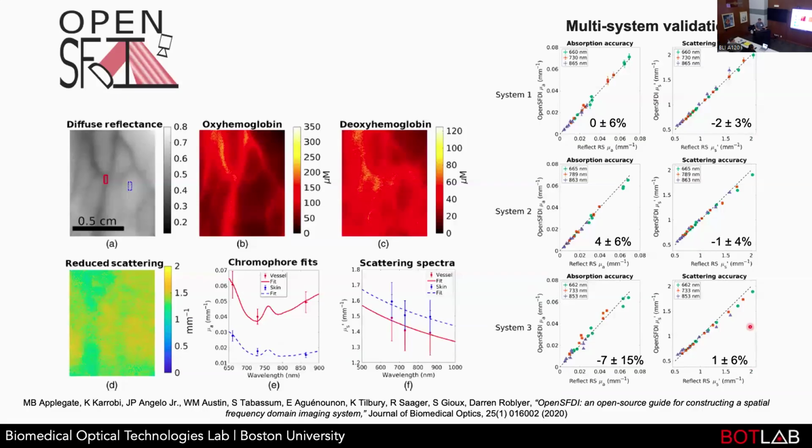We also published a companion paper in JBO where we compared the OpenSFDI system to Modulim's system. Modulim is a startup company that came out of Beckman and makes a commercial SFDI system. We use that as sometimes our gold standard device. My lab at the University of Maine and a few others were compared to that system at these three locations. You can see that multi-system validation here.